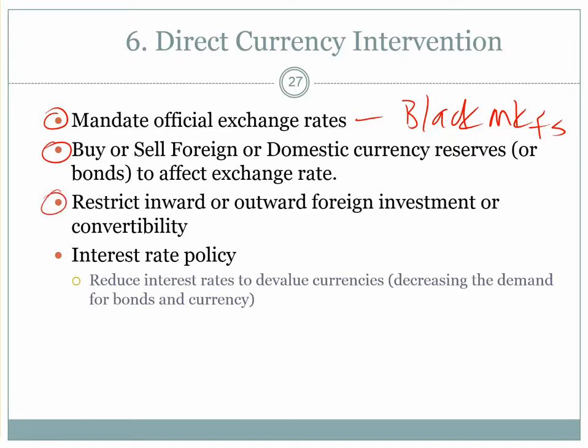A country could restrict inward or outward foreign investment. So if China was worried about their currency appreciating, they could limit the ability of foreigners to buy yuan and buy foreign investments, therefore decreasing the demand for yuan. And again, through interest rate policy. If they reduce interest rates, they're going to tend to devalue their currency.